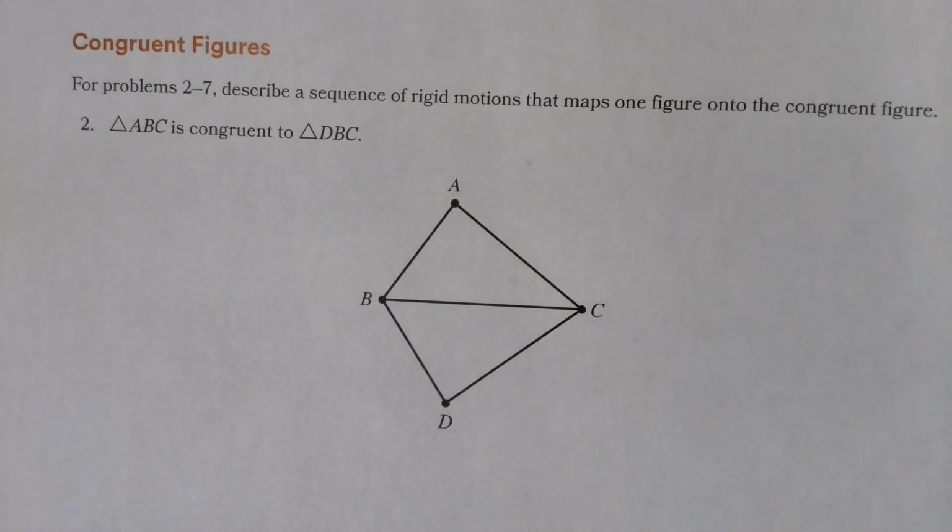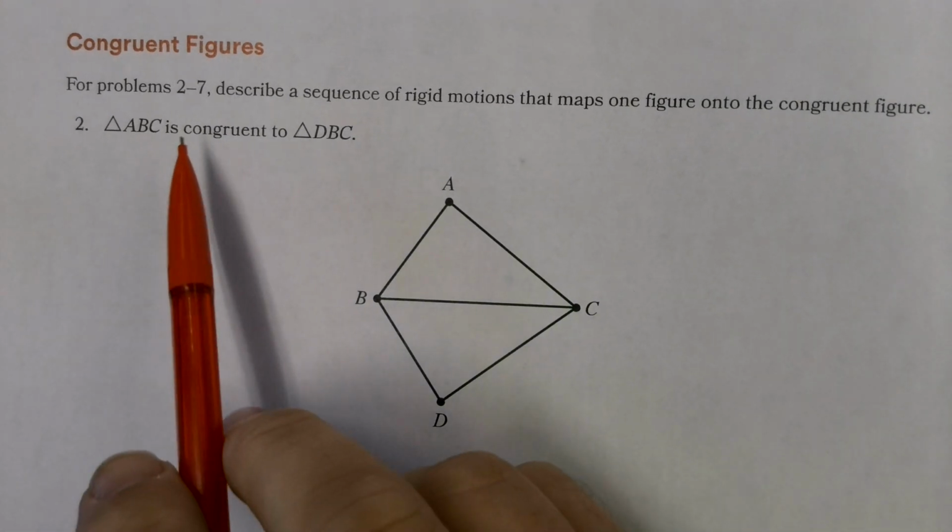Questions 2 through 7 are going to talk about how we would map one figure onto the other. Much like in the previous lesson when we were describing the sequence of rigid motions, that's a continuation of that here to determine, to map onto the congruent figure.